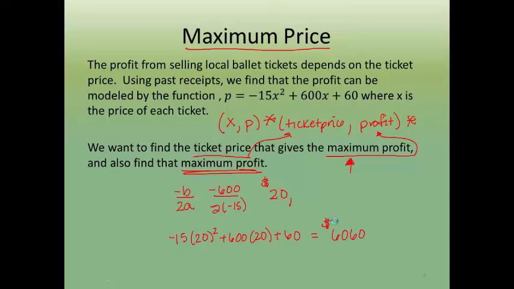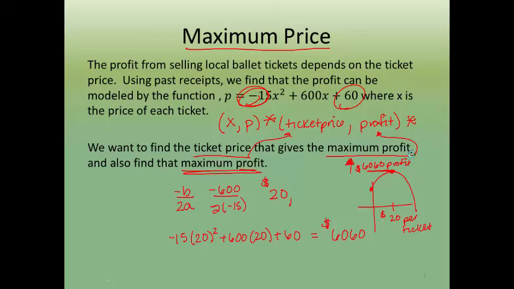So let's really examine what this means. Remember, this is a flipped over parabola, and it starts at $60. So I'm just kind of showing you what it looks like. So the maximum is at $20 per ticket, and we reach a maximum profit of $6,060. So that answers the two questions.